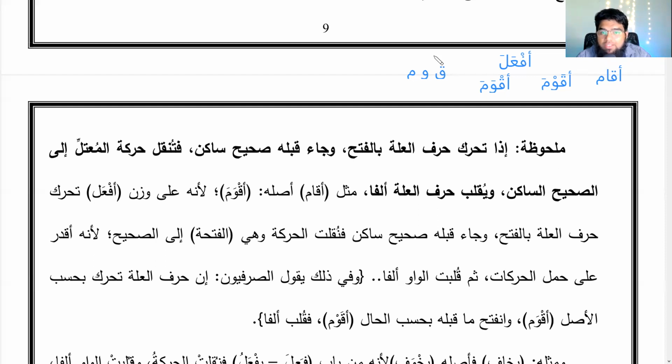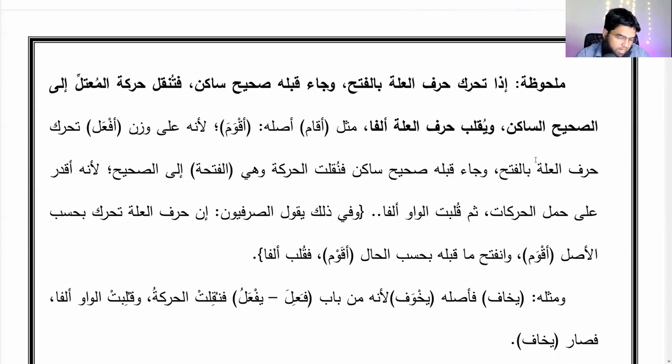تحرك حذف الإلة بالفتح. This only happens when it occurs with fatha. So this is important, it should be with fatha. وجاء قبله صحيح ساكن, and the previous letter was sahihun sakin. My Qaf was like, I can carry it, boss. فَنُقِلَتِ الْحَرَكَةُ, so the haraka was transferred, وَهِيَ الْفَتْحَ, so the fatha was given to the previous letter, إِلَّا الصَّحِيحِ. Sahih means a sahih letter, that is Qaf, لِأَنَّهُ أَقْدَرُ عَلَى حَمْلِ الْحَرَكَاتِ, because it is stronger. It has more ability to carry harakat.